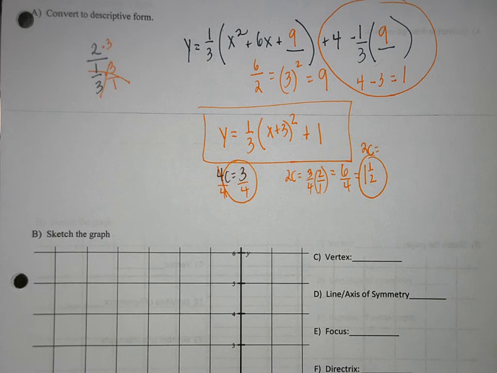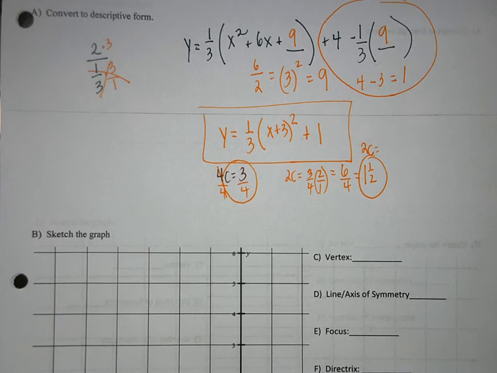Couldn't you cross divide and get 3/2? Yes, and 3/2 also equals 1.5. And for graphing purposes, I feel like 1.5 is better than 3/2. Okay. All right, so next thing, let's go ahead and find our vertex.